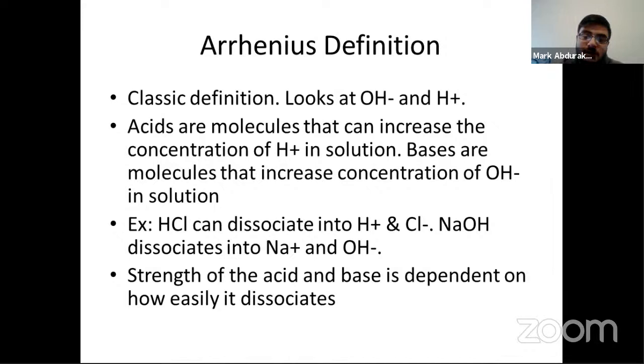The strength of the acid and the base is dependent on how easily it dissociates into its components. So HCl is a very strong acid by this definition because it can dissociate into H plus and Cl minus very easily. It does it very quickly, and almost all of the HCl will dissociate once you put it into solution. Weaker acids may not be fully dissociated when they're put into solution. Some of it will be dissociated into parts, but some of it will still remain as the full acid, and it won't contribute to the H plus or OH minus concentration and therefore will not count towards the acidity.